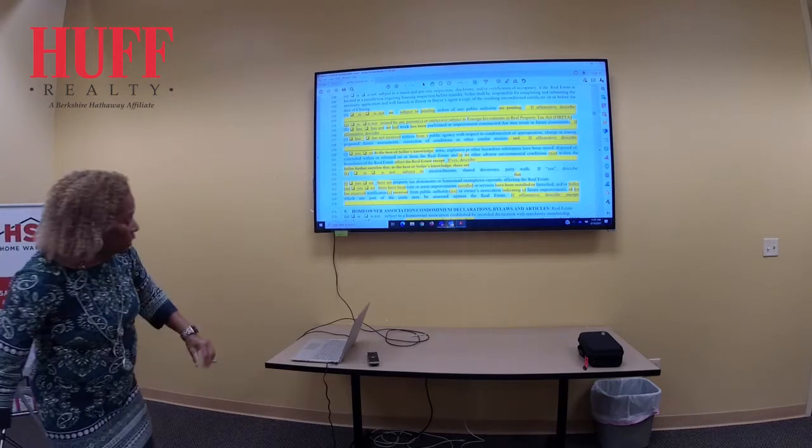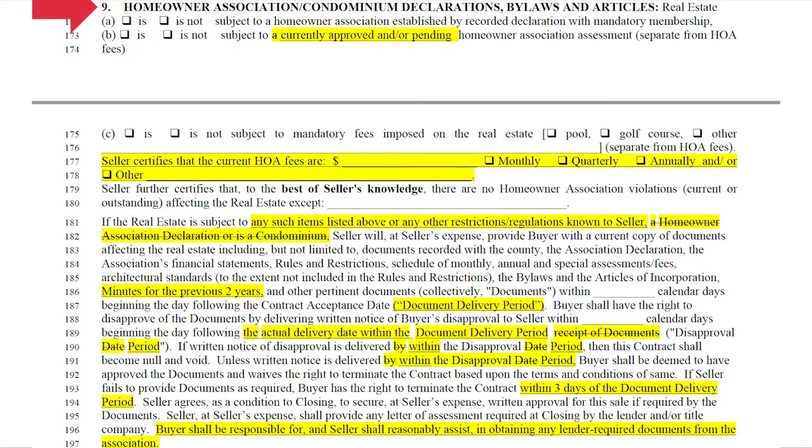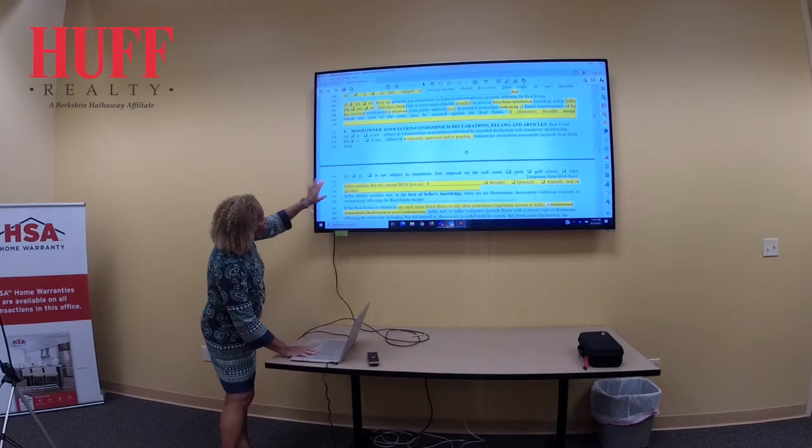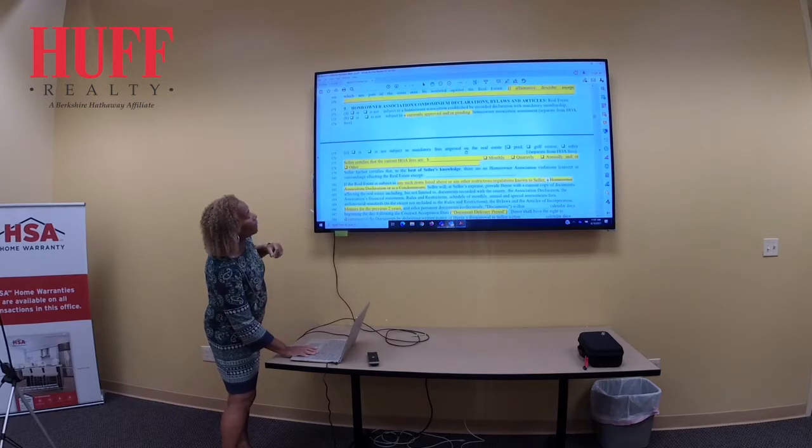And then when you get down here to the homeowner association, condominium, they've added some stuff that creates a little bit more responsibility on the part of the seller, which is to disclose currently approved or pending homeowner association assessments. So it's twice they have to say it. This is nothing new. They just rewrote it and reformatted it.